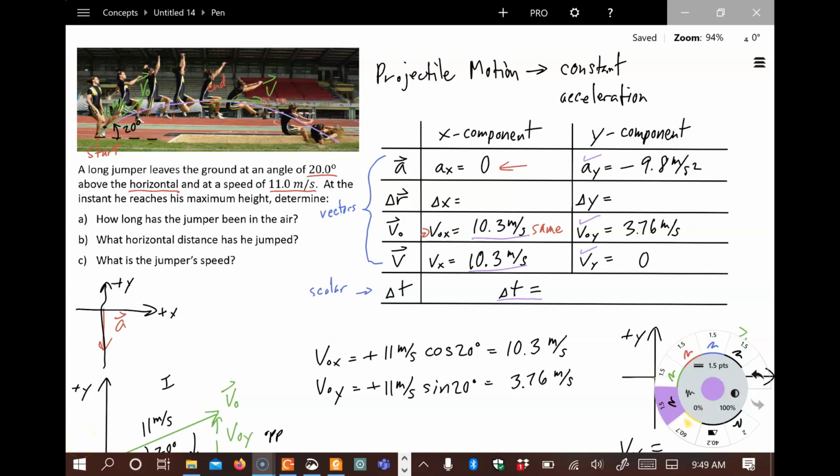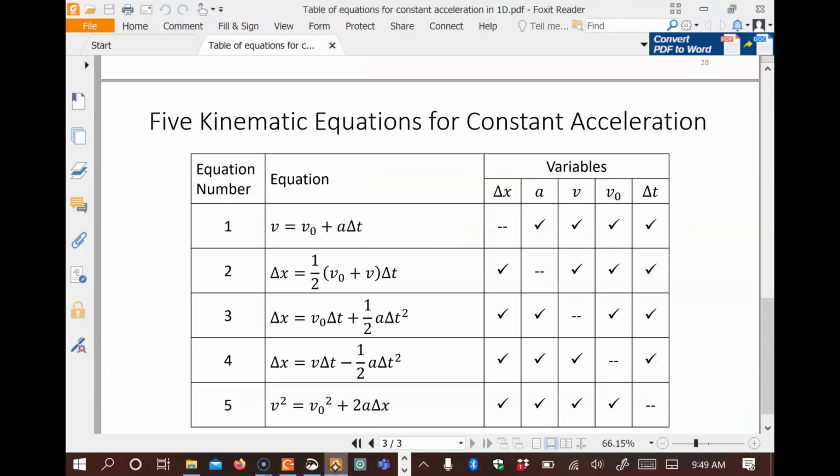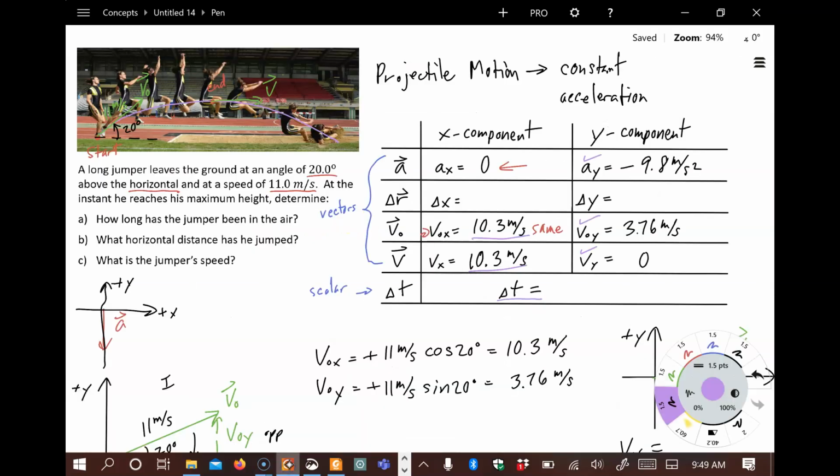To solve for delta t using the y components, we're going to pick the correct equation from the list of kinematic equations for constant acceleration. Now these same equations work, but they should be considered only for components, either the x or the y column. We're going to use the y column, and so we can still use these. Since we don't know delta y, I'm going to consider this equation here, so let's write that down, number 1, and use that to solve what we're looking for here.